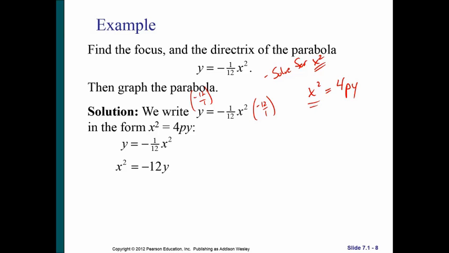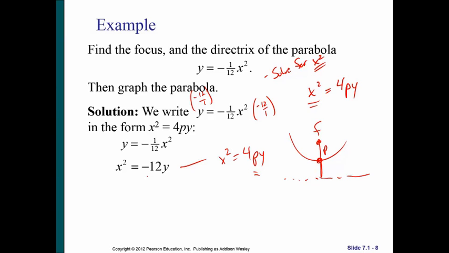And so we get x squared equals negative 12y. And keep in mind, we want this to look like x squared equals 4py. P is important. Why is P important? P is the distance between the focal point and the vertex of your parabola. It's also the distance from the vertex of your parabola to the directrix, that reflection line. So P is an important number. We need to know what P is.